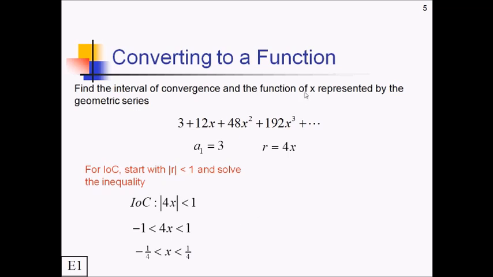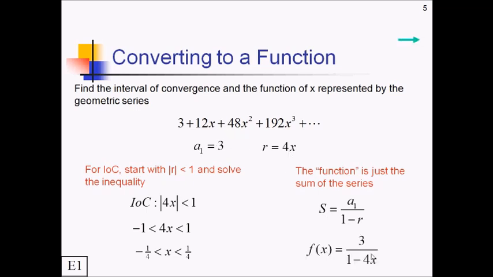Now to get the function of x, all you have to do here is just take the sum of this series like we did in the warm-up. Pause the video and do that. So again, the series sum formula, that's a1 over 1 minus r. So that's really just going to be 3 over 1 minus 4x. Simplify if you can. There isn't much to do simplifying here, so this one's actually done. But again, this function and this series really only match up between negative and positive 1/4.